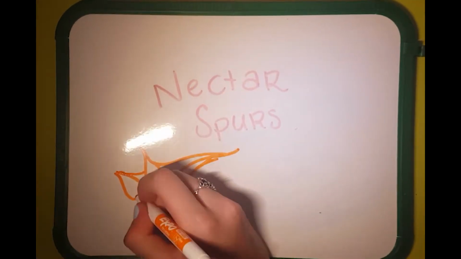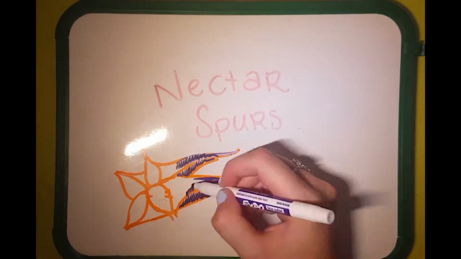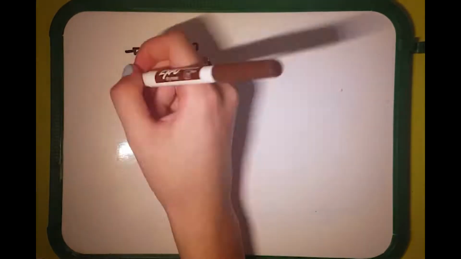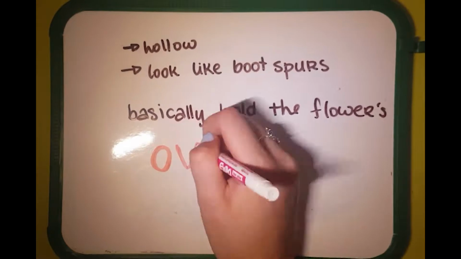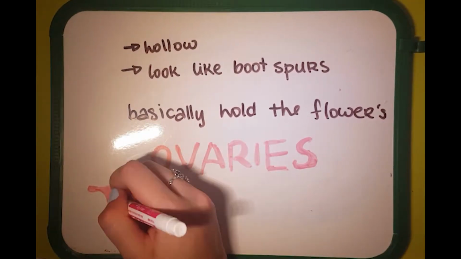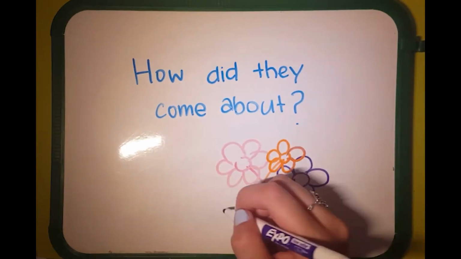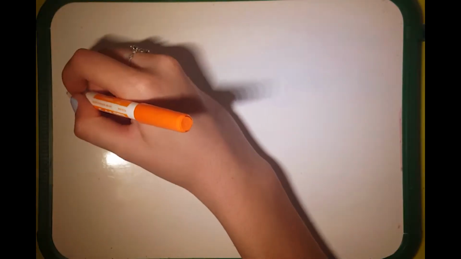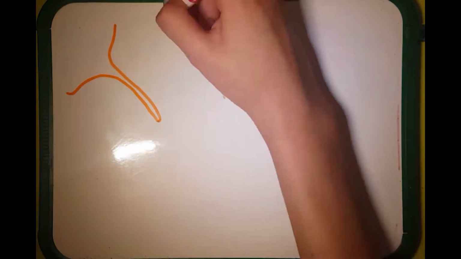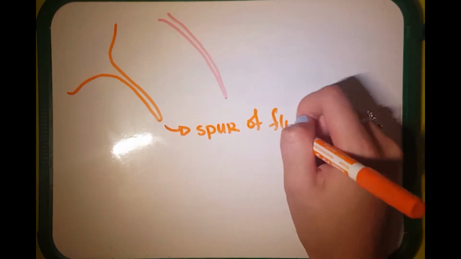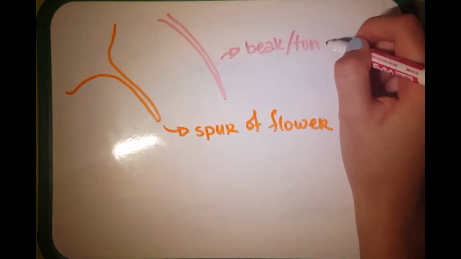Nectar spurs are hollow parts of flowers resembling horns or spurs on cowboy boots that contain tissues that secrete nectar, called nectaries, kind of like ovaries that produce ovum but in flowers. Nectar spurs are a very important trait because they are hard evidence of convergent evolution. Convergent evolution is when two different types of organisms independently evolve similar traits.